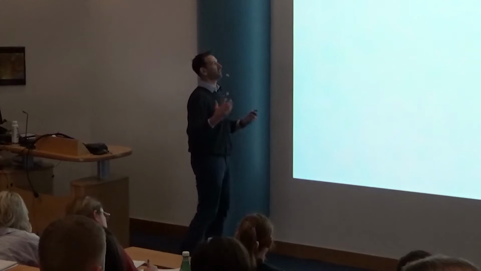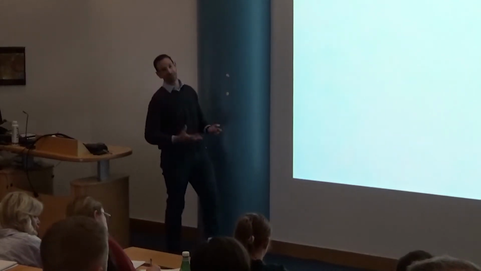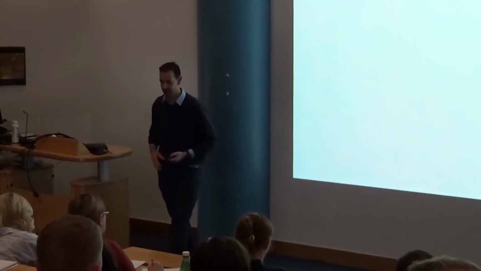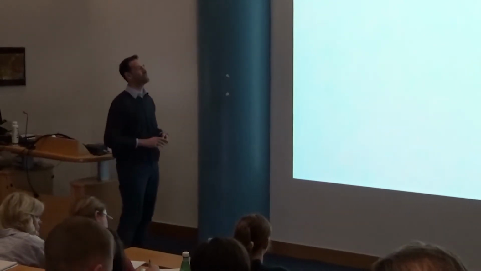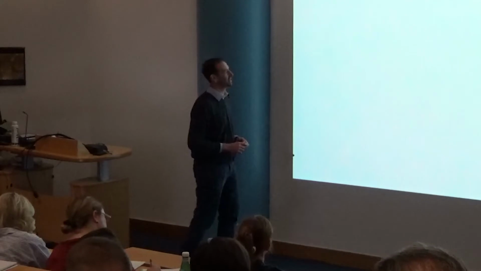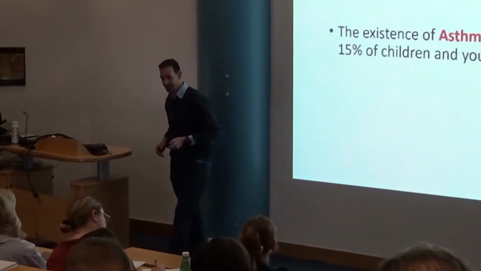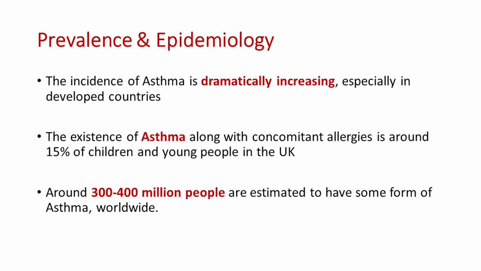So let's talk about the prevalence and epidemiology of it. This is fascinating to talk about, aside from the numbers. So the incidence of asthma is dramatically increasing, especially in developed countries, and the existence of asthma, along with different allergies that go with it, is around 15% of children and young people in the UK. 15% of children in the UK have a diagnosis of asthma or an allergy that might trigger an asthma attack. Now, can we talk about this for a second?